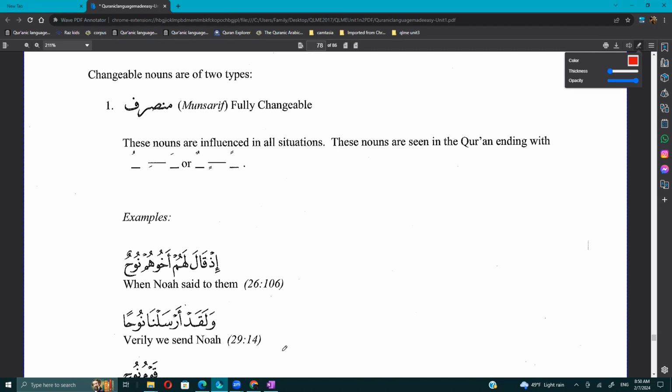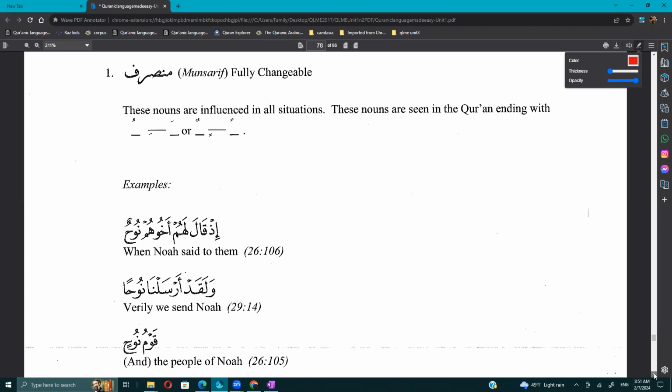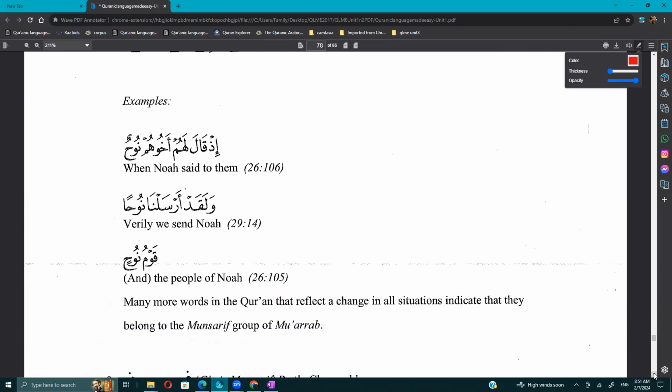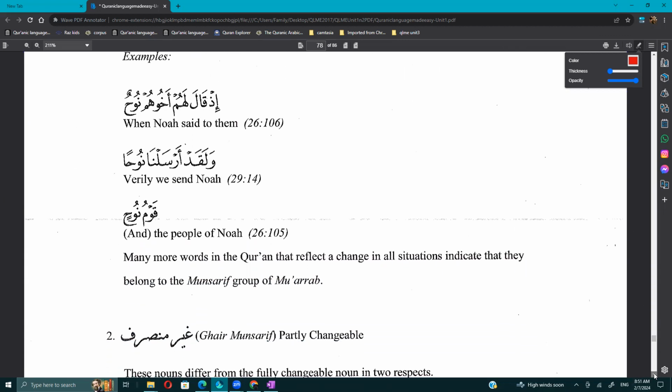You've already seen that, right? Or qalamun, qalaman, qalamin, or qalamu, qalami, qalama. They are fully flexible, fully changeable munsarif nouns. Let's take some examples. أعوذ بالله من الشيطان الرجيم.